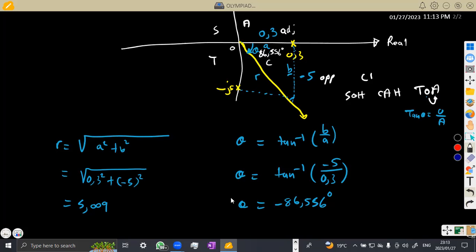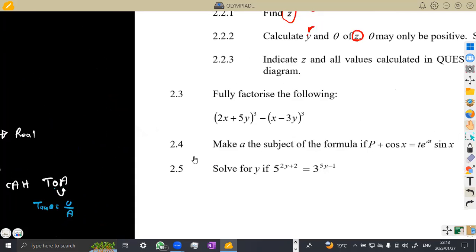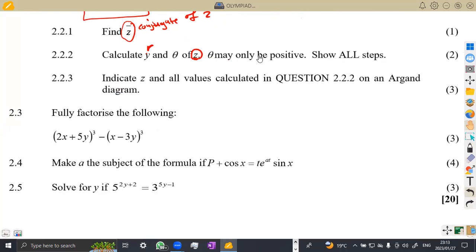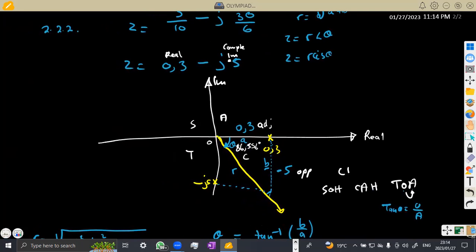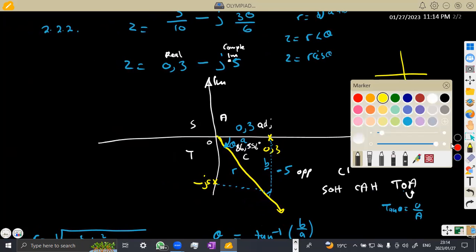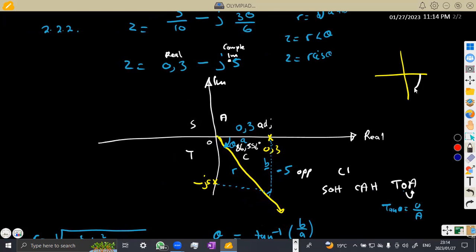Okay. But remember, let's get back to the condition of the question so that we all understand. We are given that theta may only be positive. All right, so if theta can be positive, remember how you take your angles, guys. This part you must know very, very well: if you take the angles in the clockwise direction, they will be negative. If you take these angles in the anti-clockwise direction, these angles will be positive.